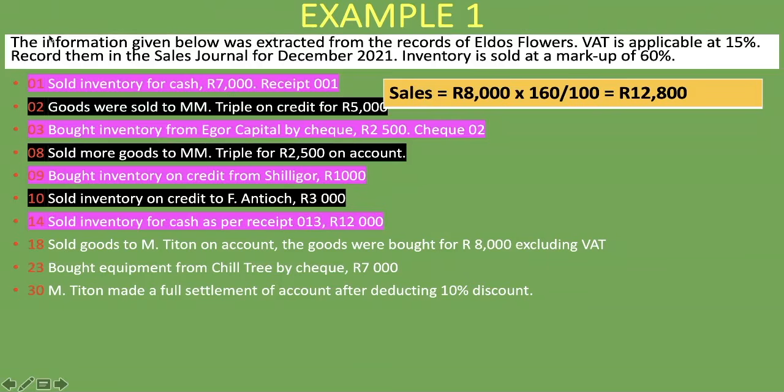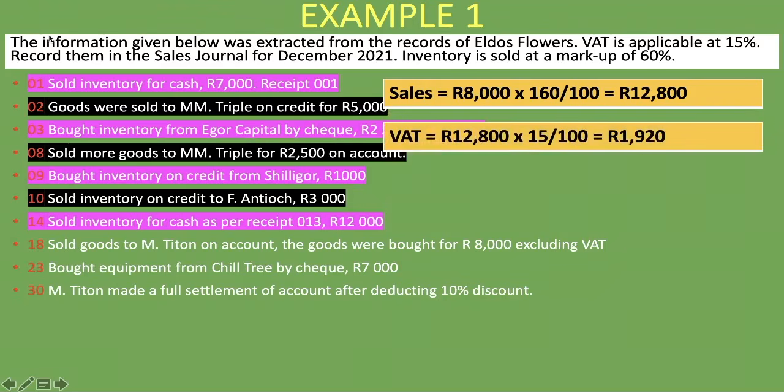Another way you could have done it is by taking 8,000 times 1.6, which is the same as 160 divided by 100, and gives you 12,800. Now that we have the sales amount, we can calculate the VAT output amount, which is the 12,800 times 15 divided by 100. Very important because we have the sales amount, and the sales amount does not include VAT. So we multiply it by 100 and not 115 because we're not working backwards from debtors control. Get an amount of 1,920, and we can now get our debtors control.